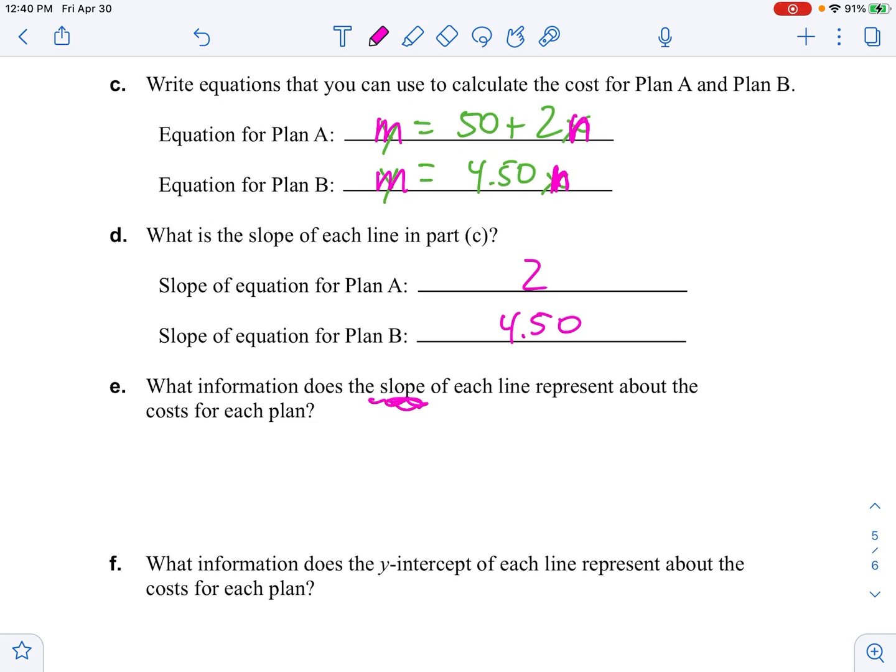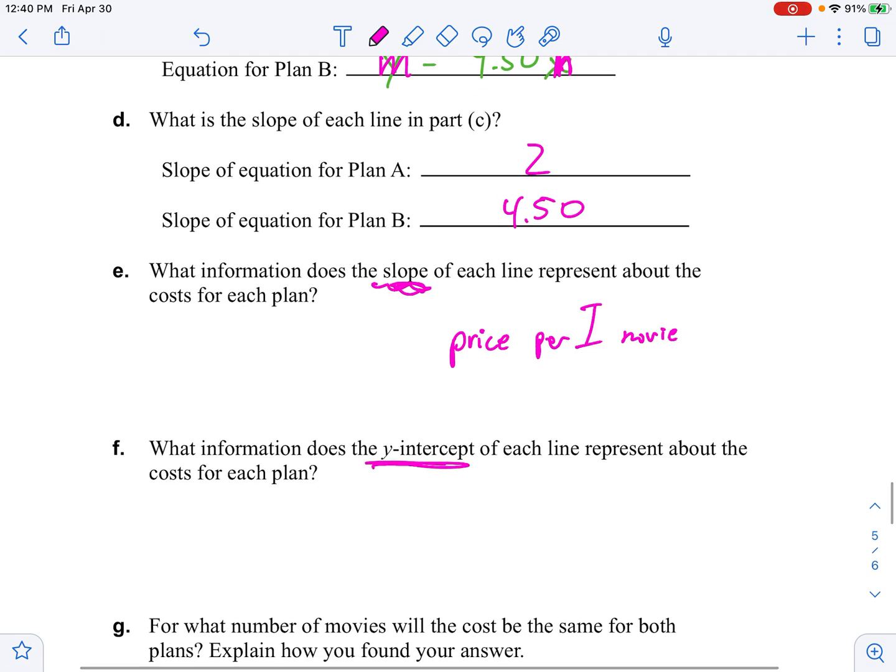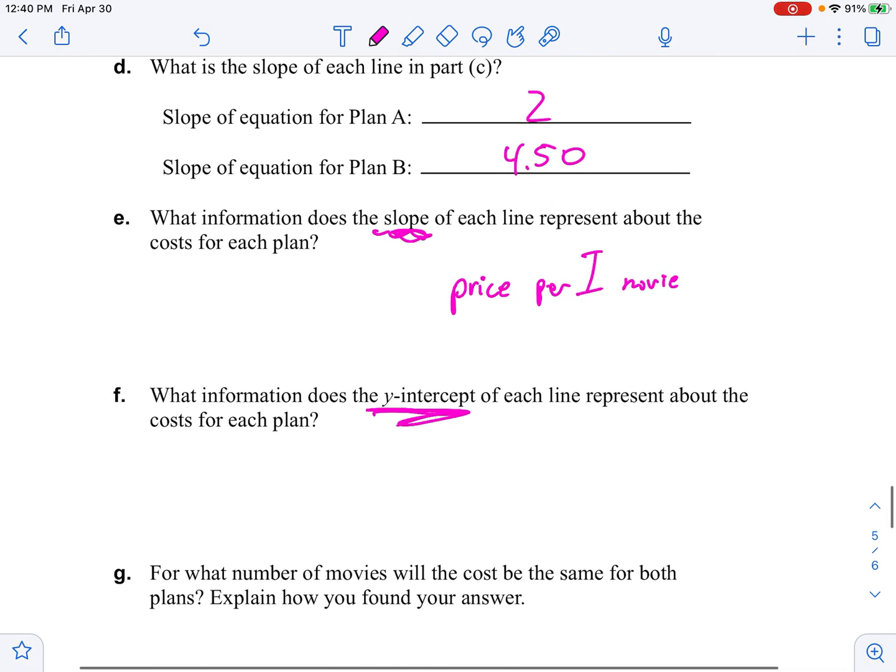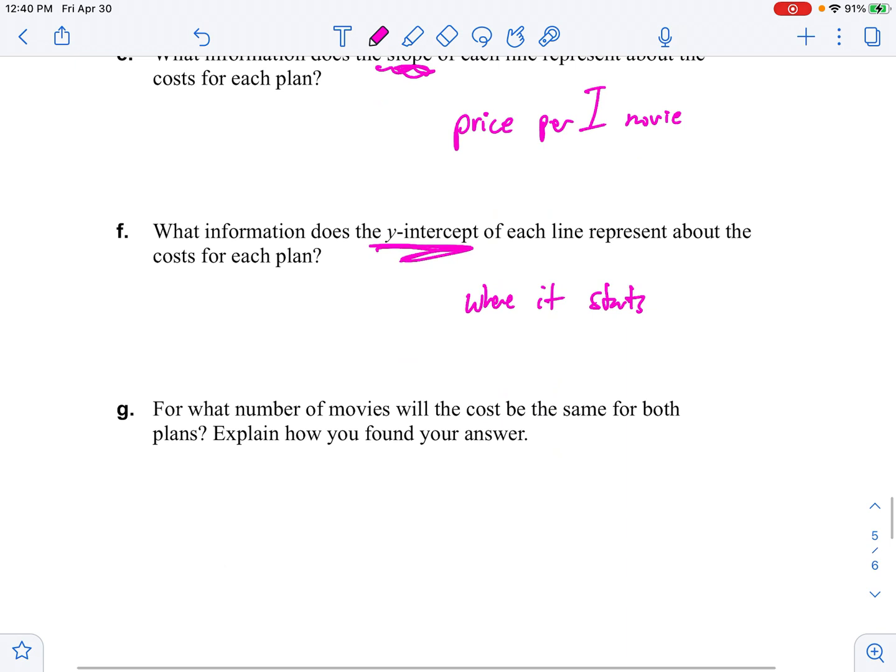What does the slope tell you? It is actually the price per one movie. That's what they always tell you. What does the y-intercept tell you? It tells you where it starts, or the starting fee.